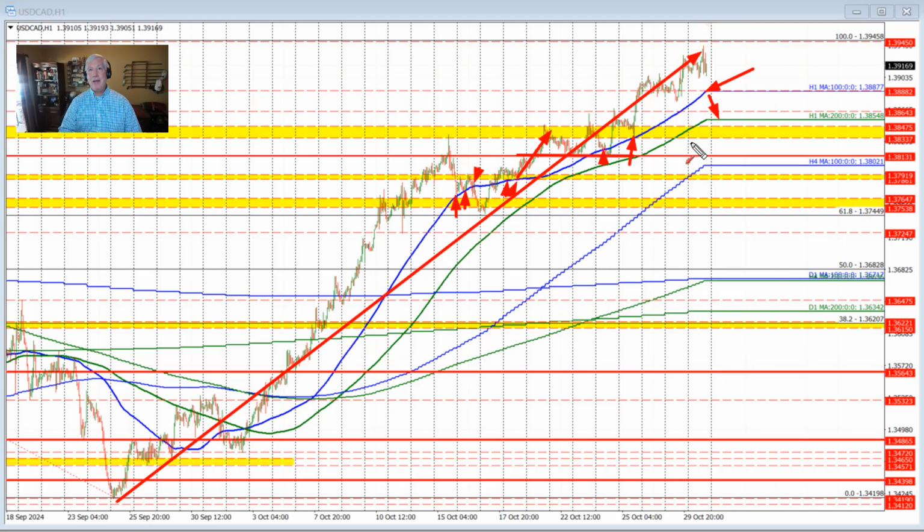So that is what traders will be looking for until the price moves back below the 100-hour moving average. Are the sellers winning? No, they're not. They're still losing, and the buyers are still in control. So watch that 100-hour moving average.